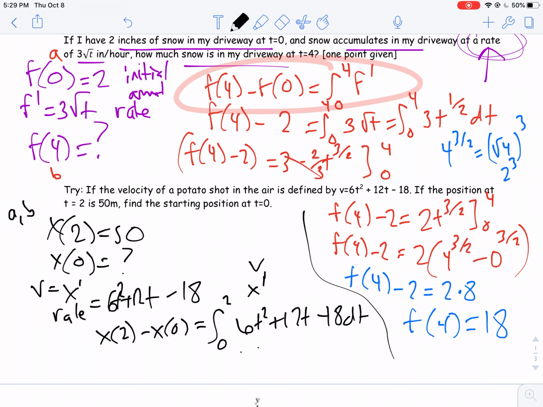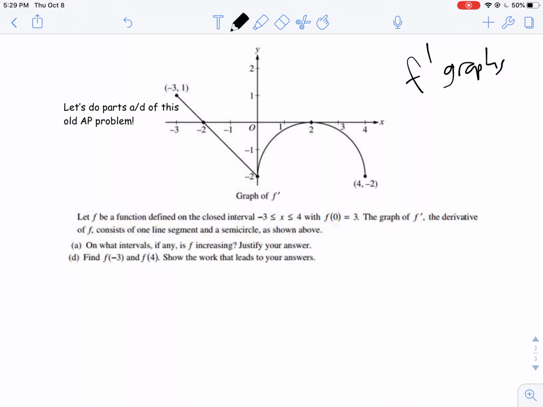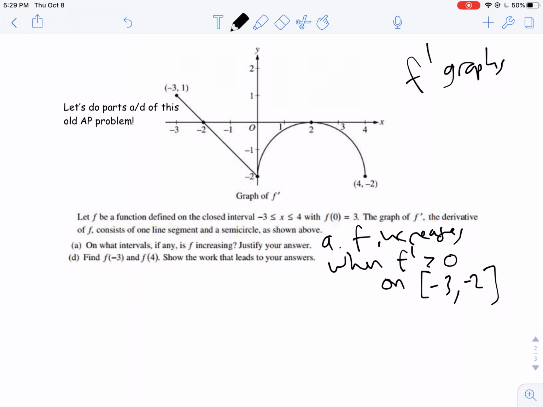Okay, so those are some examples where the fundamental theorem is useful. Let's look at a couple more. Let's do a problem like this, where you have one of these f prime graphs. Okay, now I'm asking for 2 parts of this old problem, which the graph might look familiar. It was on a test years ago. Part A says, at what intervals is f increasing? Well, just a reminder, f increases when my f prime is bigger than 0. So that happens on the interval just from -3 to -2. That's when I'm above the axis here. So that's how you read these graphs.